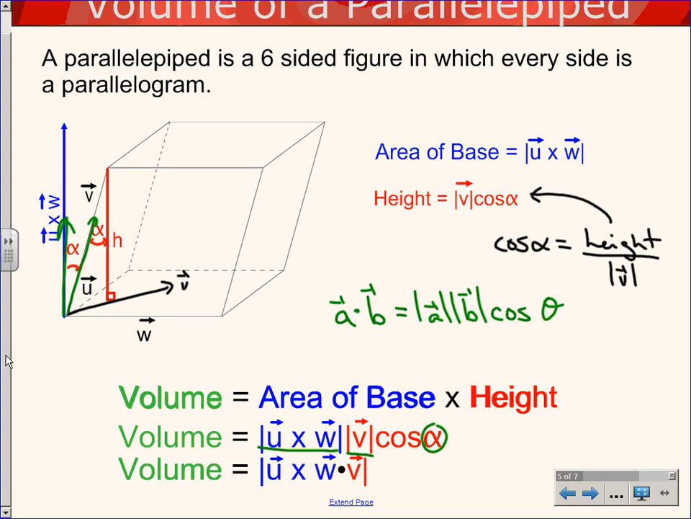Now the only other thing to mention, we're going to try an example next. I've got absolute value marks there.